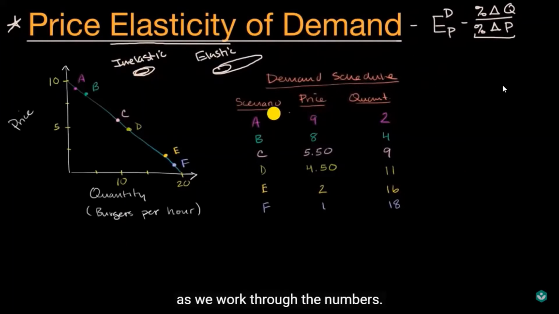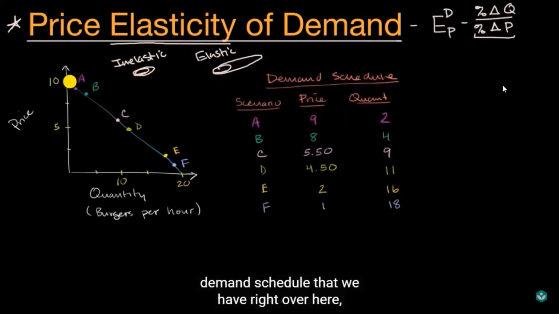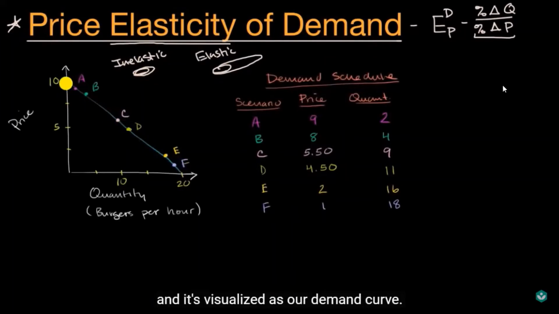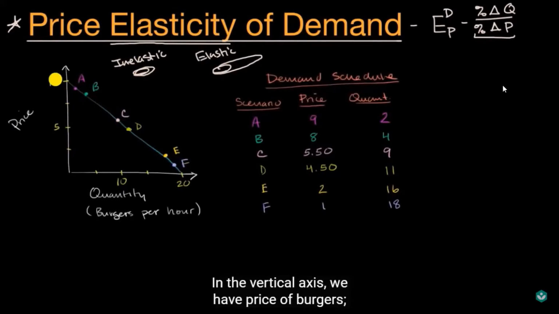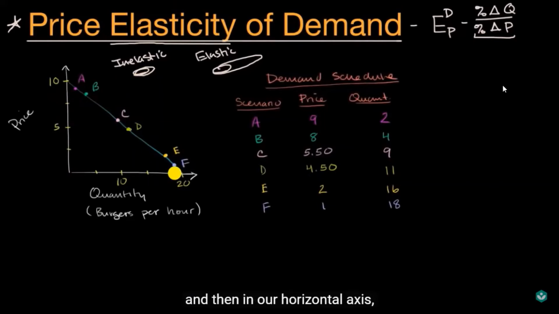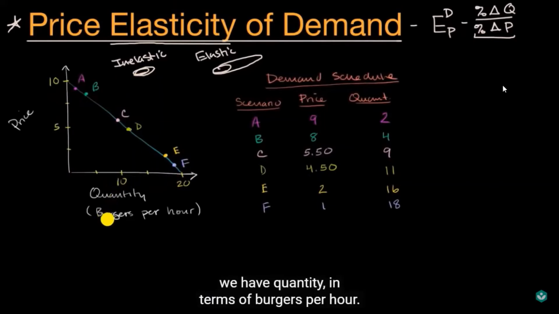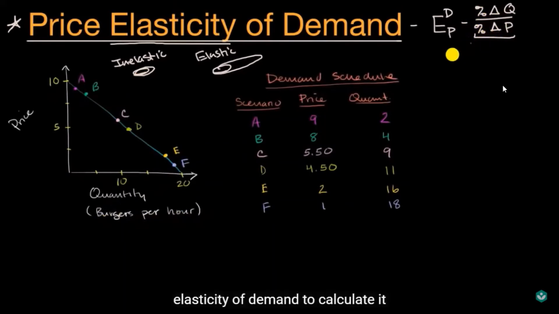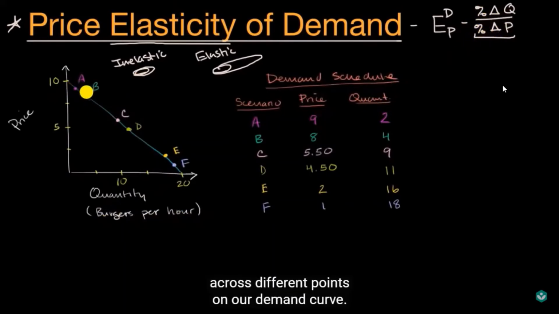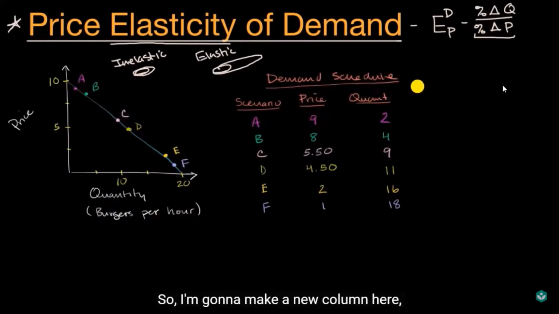And actually, let's do that for this demand schedule that we have right over here, and it's visualized as our demand curve. In the vertical axis, we have price of burgers, and then in our horizontal axis, we have quantity in terms of burgers per hour. And so let's just use this definition of price elasticity of demand to calculate it across different points on our demand curve. So let me make a new column here. So price elasticity of demand.